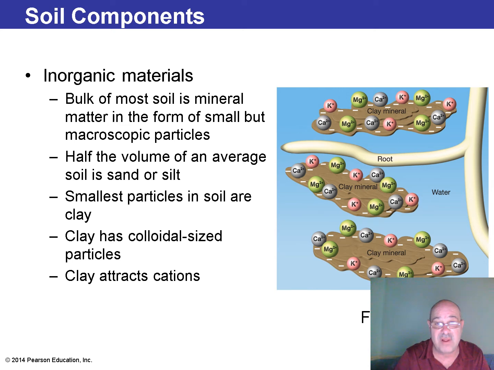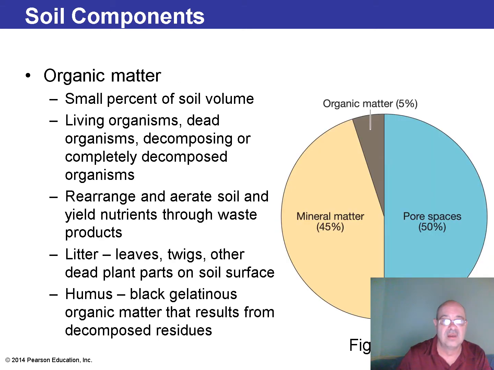So half the volume of, well, we do need to look at this. Half of the volume of an average soil is sand or silt, which means the other 50% is clay. Okay? Clay has colloidal size, and clay attracts cations. It's water attracting negatives and positives. Okay? All right, here we go.